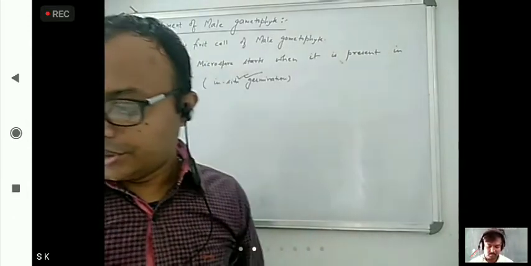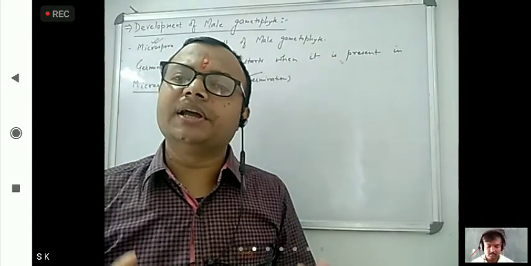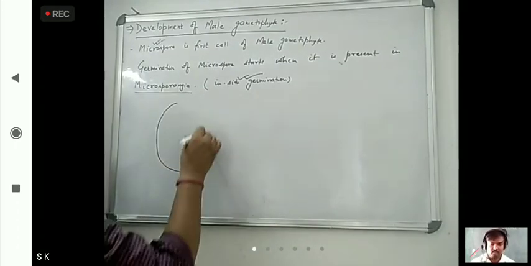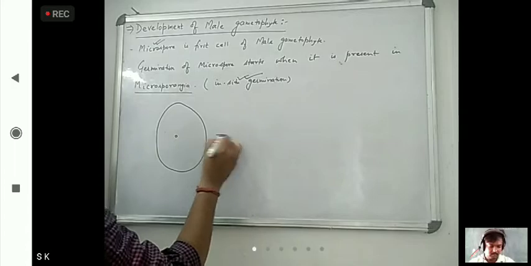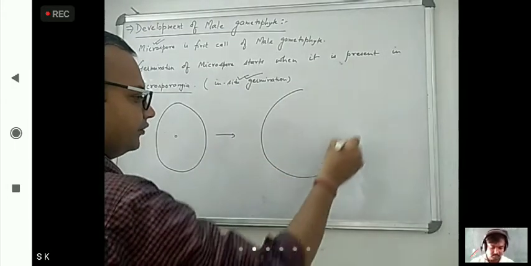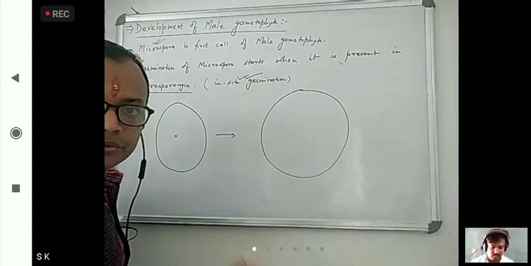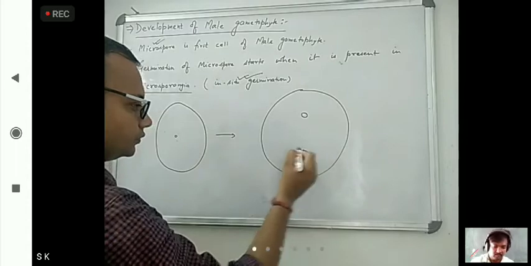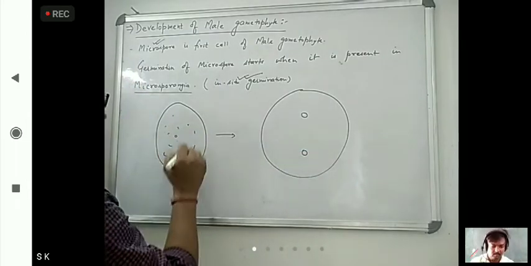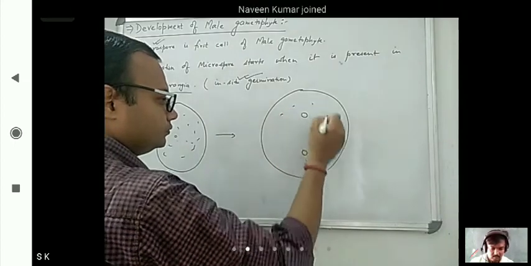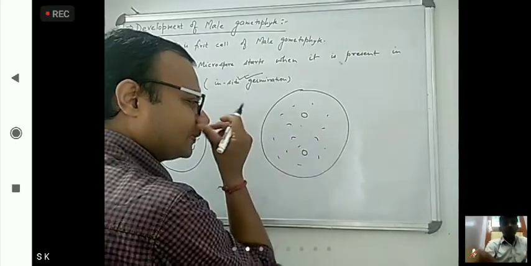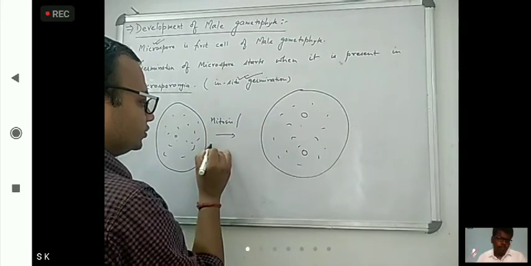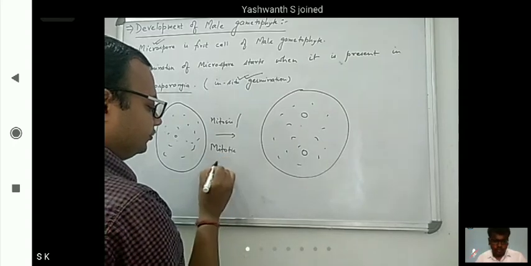Now this microspore undergoes mitotic division. One mitotic division means how many cells will come? In mitosis we know two daughter cells are formed, so one forms into two, and all contain protoplasm. This is also known as mitotic division.